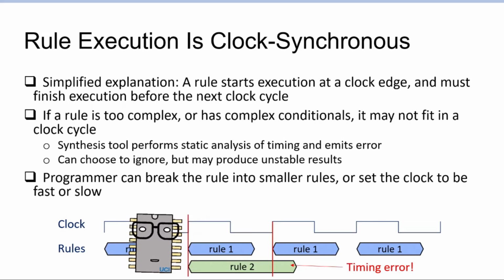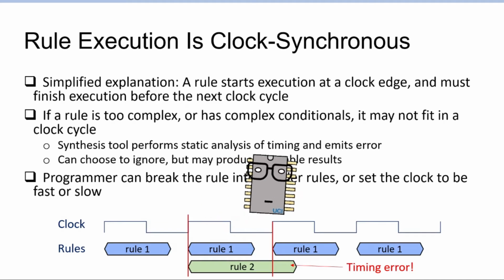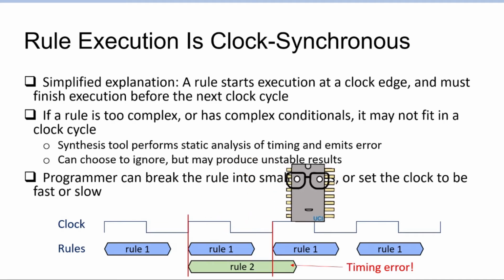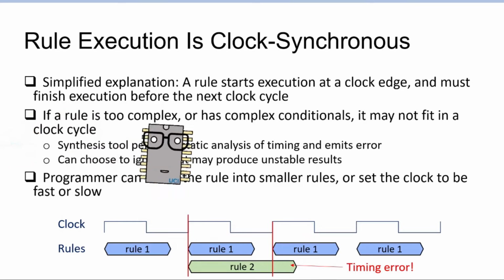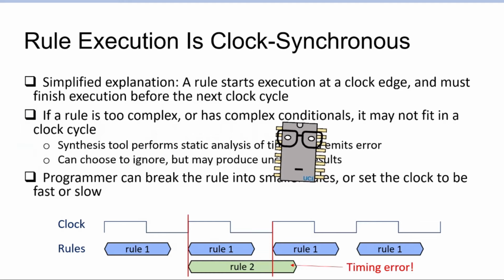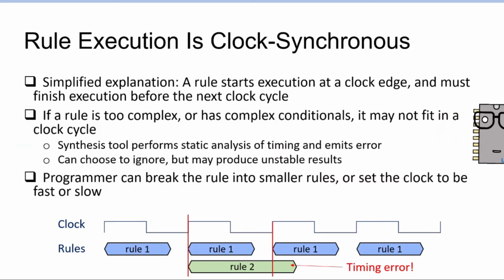If it's clock synchronous, each transaction, each operation, could be an always block or a rule or whatever, needs to finish its operation within this clock cycle, because at the next clock cycle, it needs to do something else. So if a rule is too complex, if it has too many, say, multipliers inside a single rule in a critical path, or if it has very complex conditionals, so if you have too much stuff in the guards, then it might not fit inside a single clock cycle.